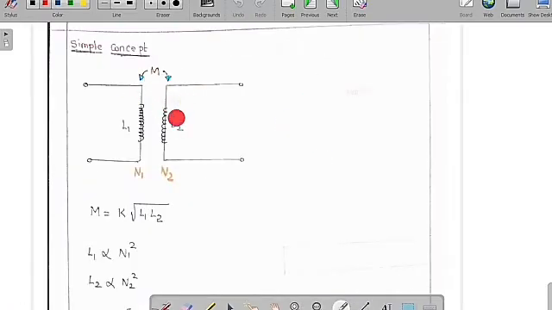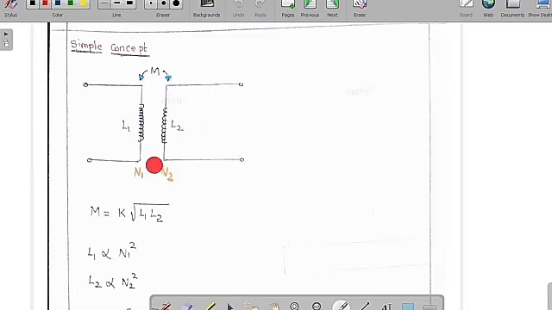Now I am going to tell you some important simple concepts. Suppose there is a primary winding and a secondary winding. The primary winding has a self-inductance of L1, whereas the secondary winding has a self-inductance of L2. The number of turns in the primary winding is N1, and the number of turns in the secondary winding is N2, where M is the mutual inductance between L1 and L2.